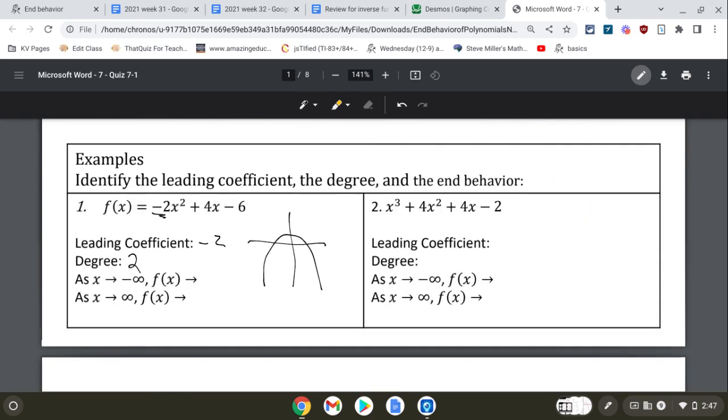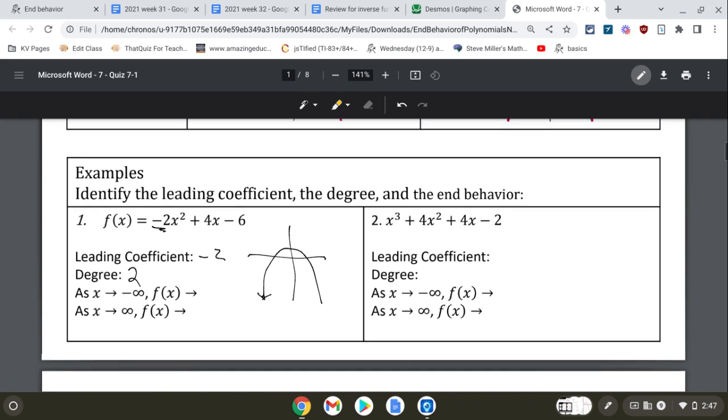So as x approaches negative infinity, this function is headed downwards. As x gets bigger and bigger this way, the y values are going downhill. So f of x is negative infinity. As x goes to the right forever, that's what this part means, as x tends towards positive infinity, the value of the function is also negative infinity. It's down and down in both directions.